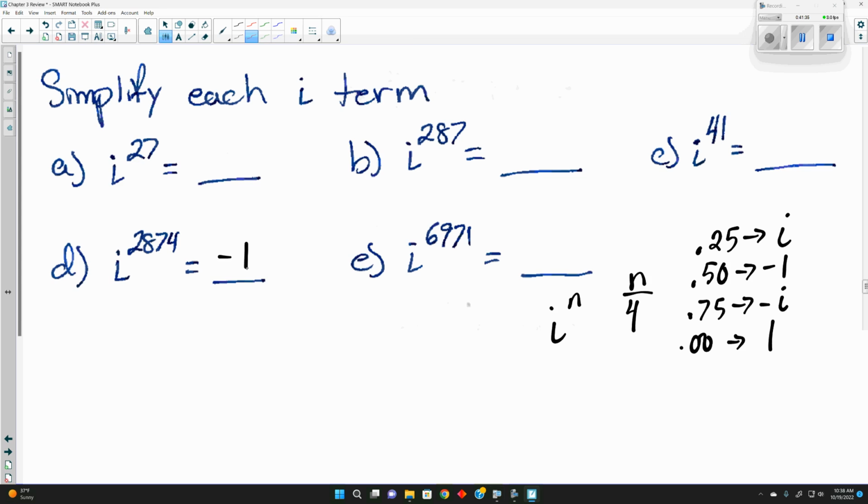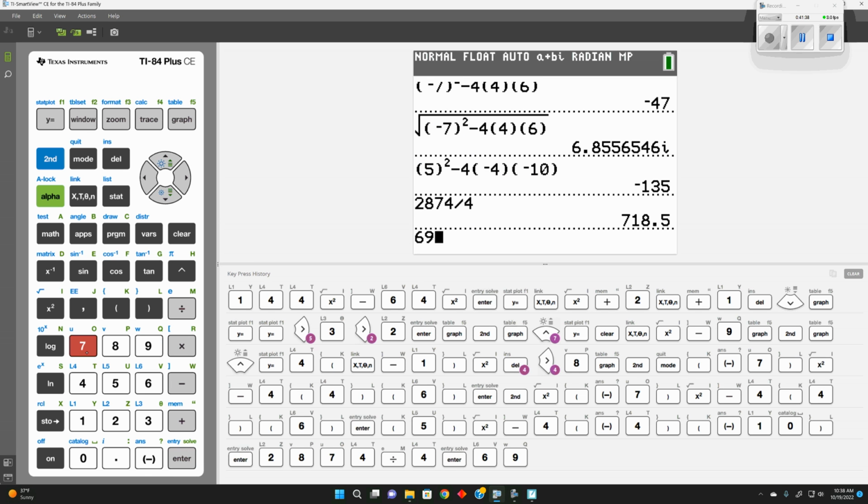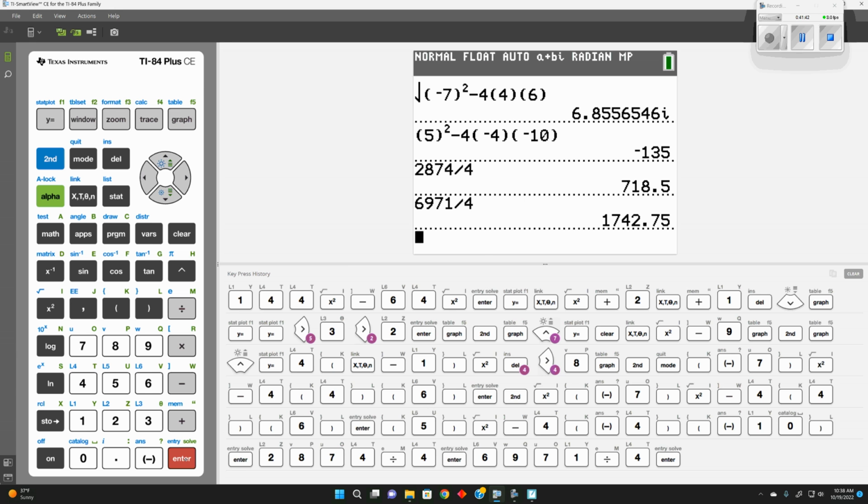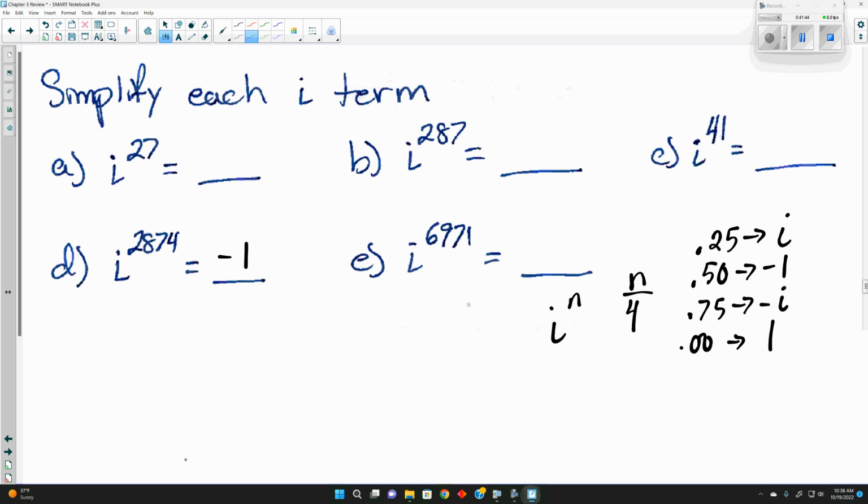So 6971 divided by 4. 0.75. If it gets a decimal 0.75, it is -I. If there is no decimal, it is 1. Because if it comes out even, it gives us 0.00. The calculator does not include a decimal because it's not necessary, so it's just going to be 1. So if you just get a whole number, no decimal, it is 1. Questions on these here?